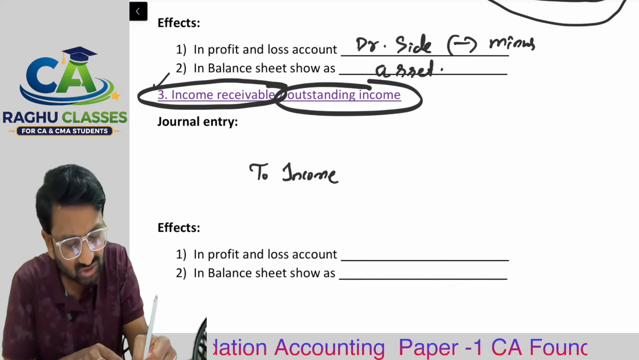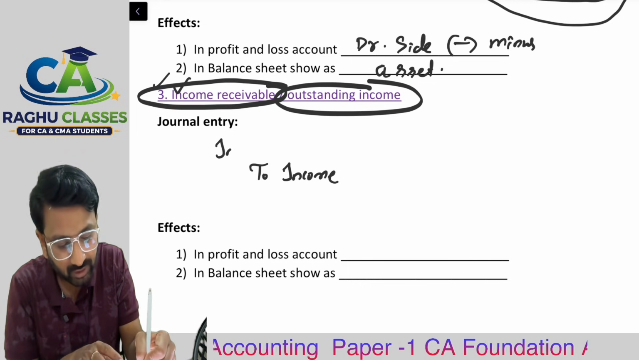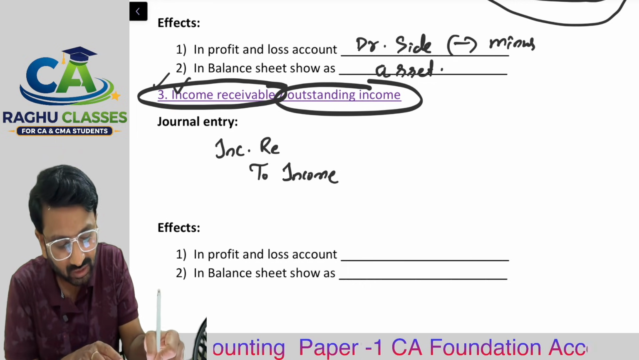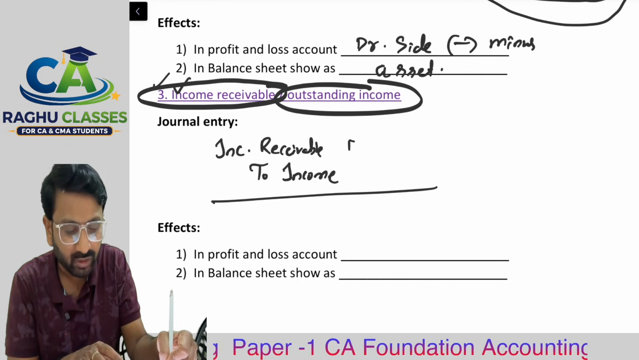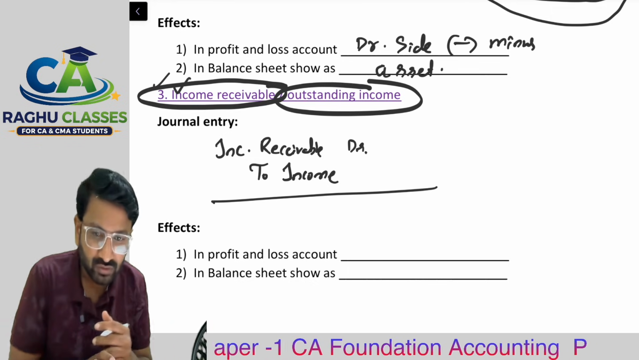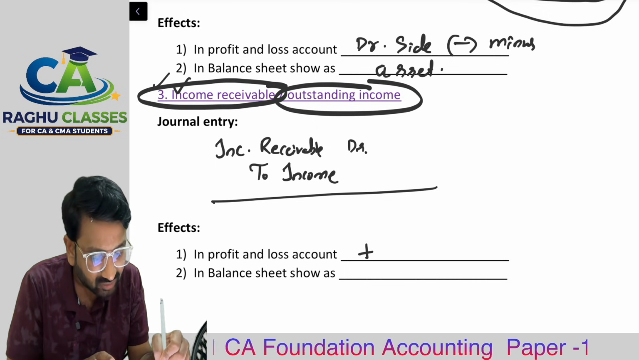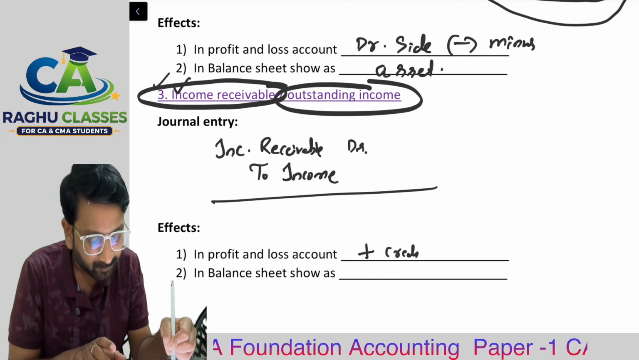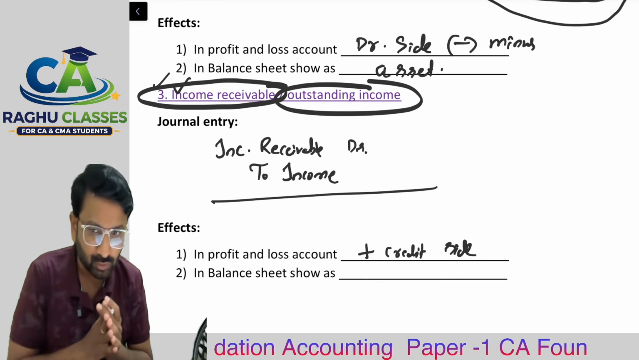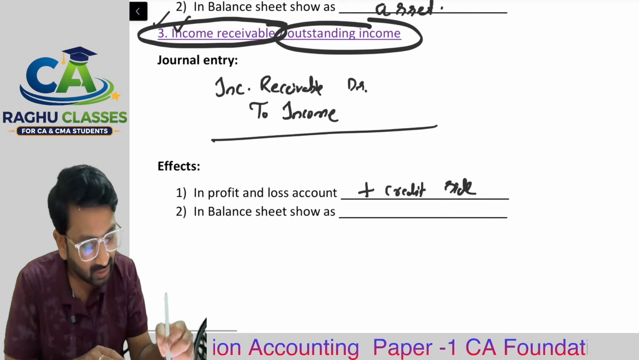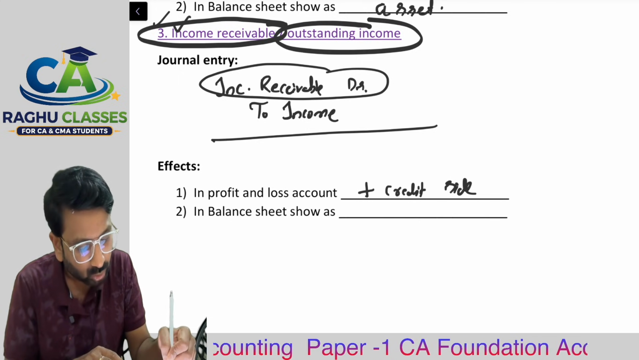Next, this income receivable is an asset for me. Any asset needs to be debited. So the entry is going to be income receivable account debit to income. Okay. Now, what are the two effects for this? See, in profit and loss account, we are going to add this on the credit side because we need to show the incomes received also, receivable also. And effect number two, in the balance sheet, because it's a receivable for me, we are going to show it as asset.